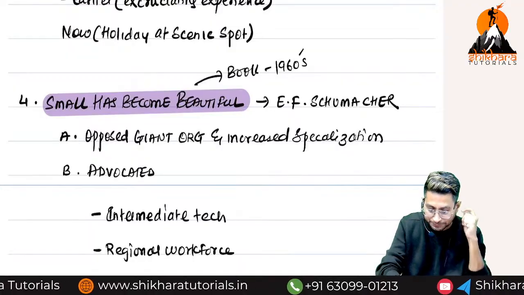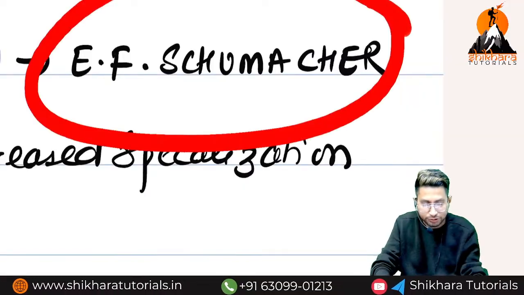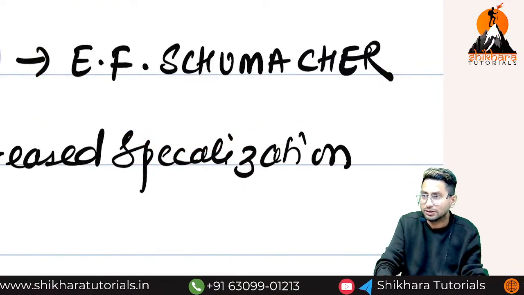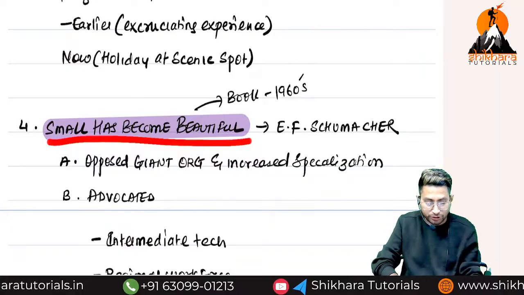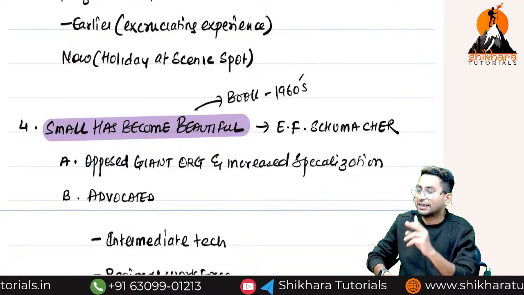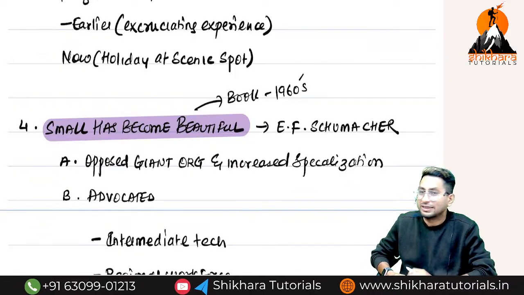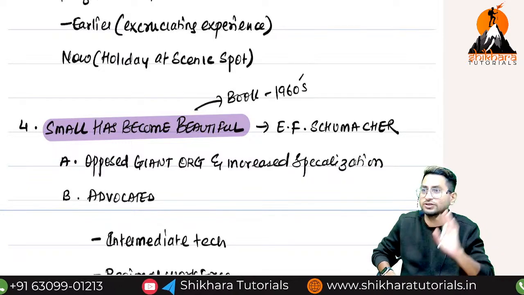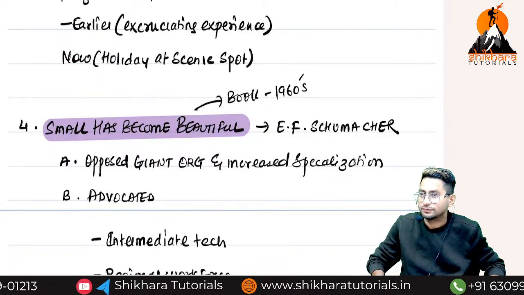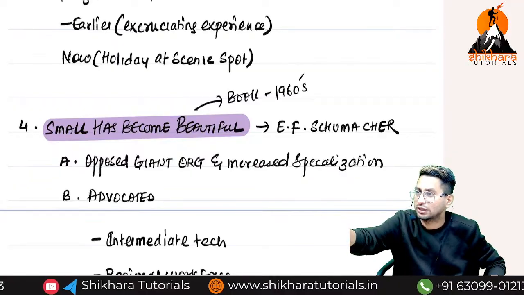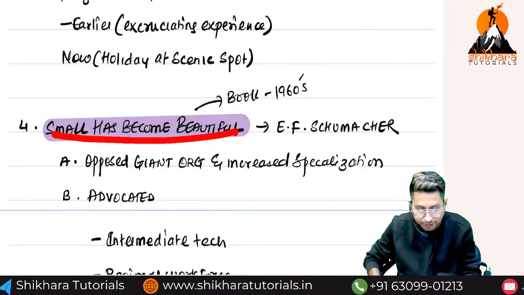Next, what is the fourth point? Small has become beautiful. This concept was given by whom? E.F. Schumacher. In the 1960s, this fellow wrote one book, and that book's name is Small is Beautiful. According to him, never start a large organization. Always start a small organization. Never expand your business. Small business is considered beautiful. Don't own your own business; cooperative business should be there. Don't become a single owner. 1, 2, 3, 4, 5, 6 people come together and start a business. That is called small is beautiful.